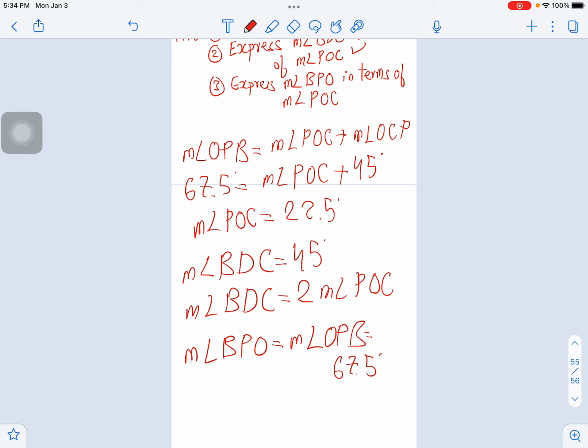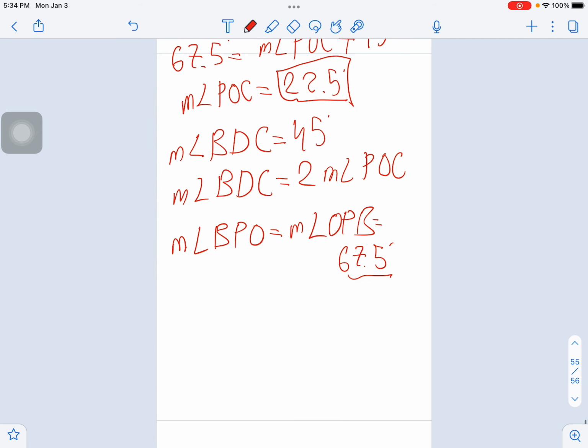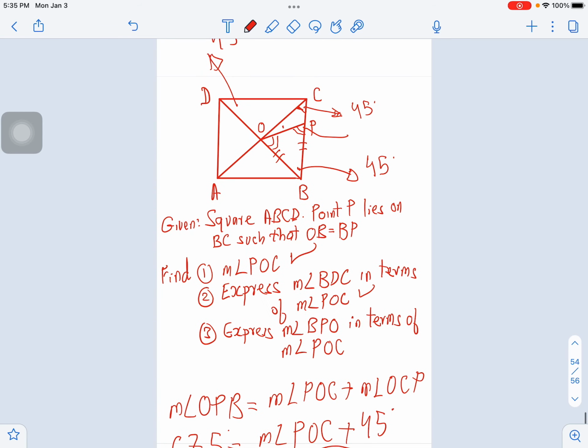What is the numerical relationship between 67.5 and the value of angle POC, which is 22.5? What is the numerical relationship? 67.5 is 3 times 22.5. And therefore, we can safely say measure of angle BPO equals 3 times measure of angle POC. I hope the entire approach was very clear.